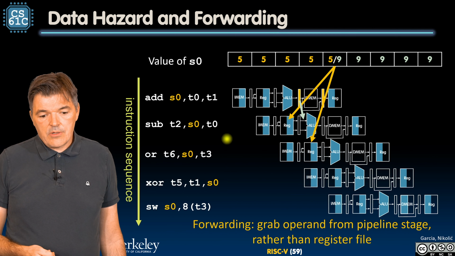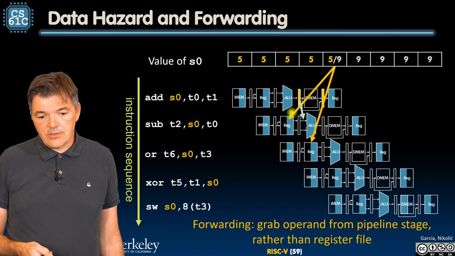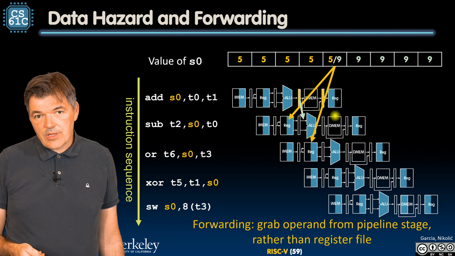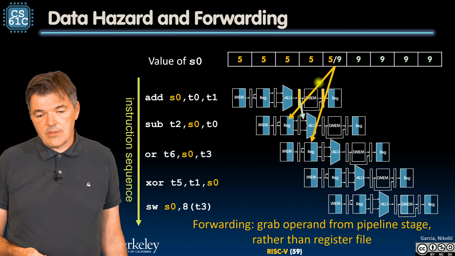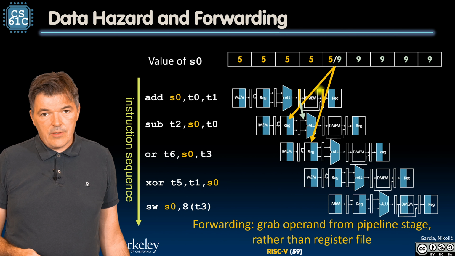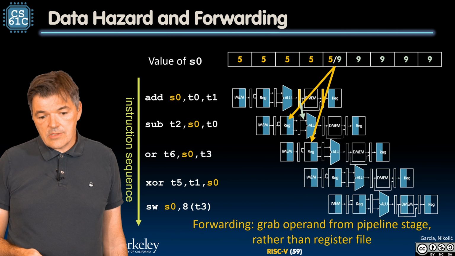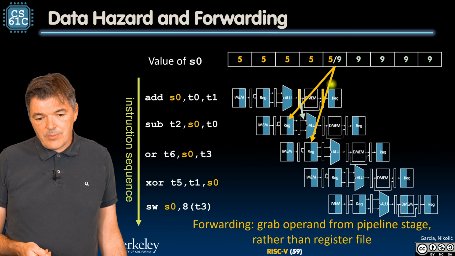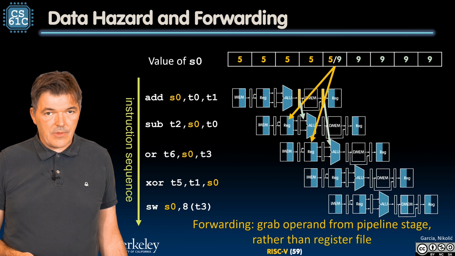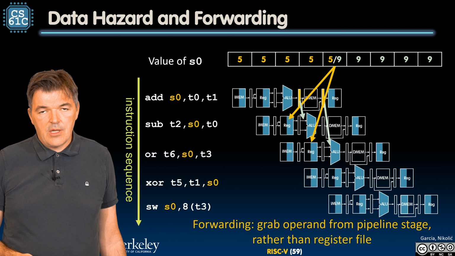Similarly, for the subsequent instruction OR, we would forward the result of this addition before it gets written into the register file from the pipeline register that divides the memory access phase and the write back phase, because we have it handy. It has traveled a little bit deeper in the pipeline, so it is nicely aligned with the input of the instruction OR.